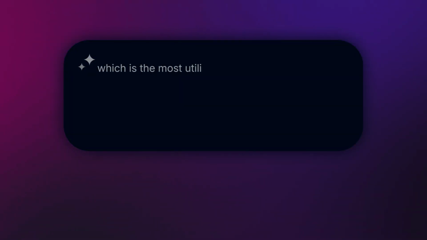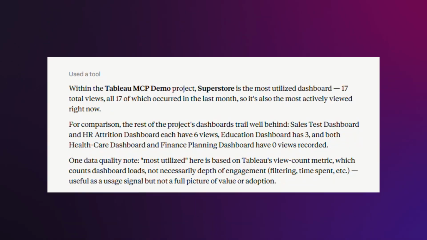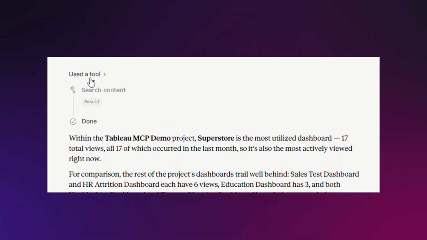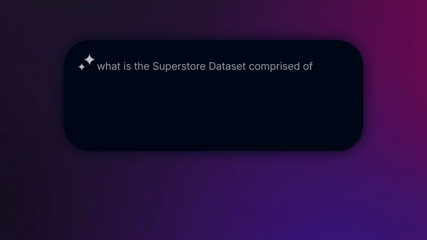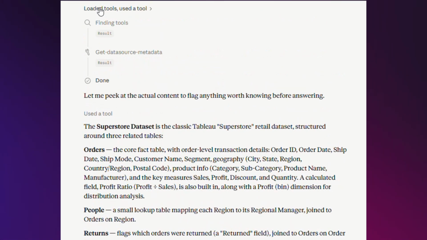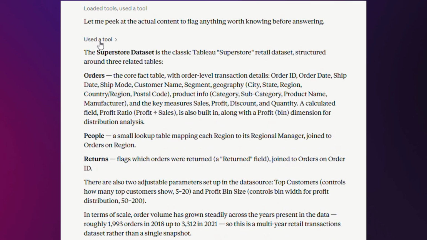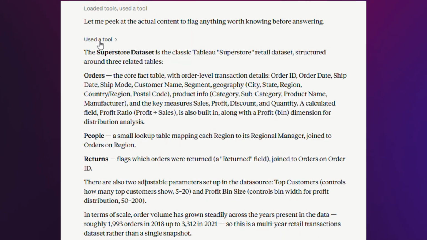But a list of names only tells you so much, so we push further. Which dashboard is actually being used? Tableau MCP pulls real usage data and points straight to Superstore as the most active one. And then we go one level deeper. What is that data source actually built from? Tableau MCP breaks down the full structure automatically. The tables, how they connect, the key measures, even the calculated fields already built into the source.